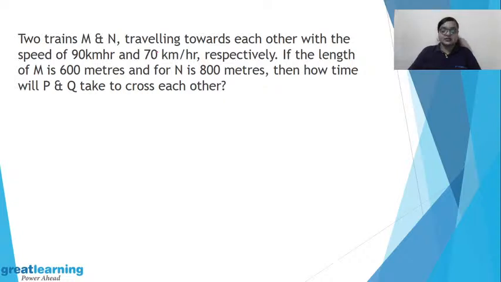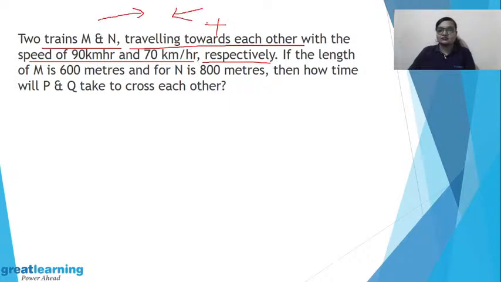Let us look into a question, then I'll tell you how it works. Two trains M and N are traveling towards each other with speeds of 90 kilometers per hour and 70 kilometers per hour respectively. So they are traveling towards each other, and I can say the relative speed will be the addition. If the length of M is 600 meters and of N is 800 meters, then how much time will M and N take to cross each other?